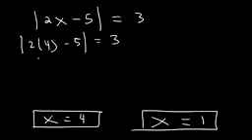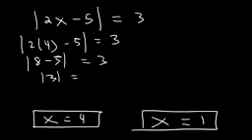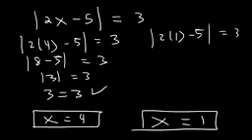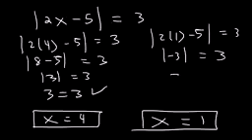2 times 4 is 8, and 8 minus 5 is 3. The absolute value of 3 is 3. So these two match. Now let's replace x with 1. So 2 times 1 is 2, and 2 minus 5 is negative 3. The absolute value of negative 3 is positive 3. So that's why we have two answers.